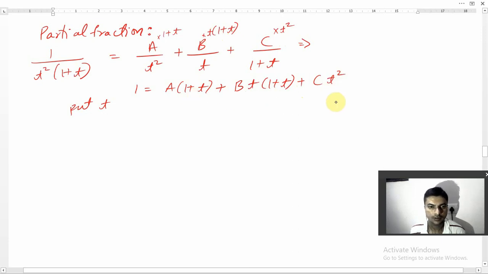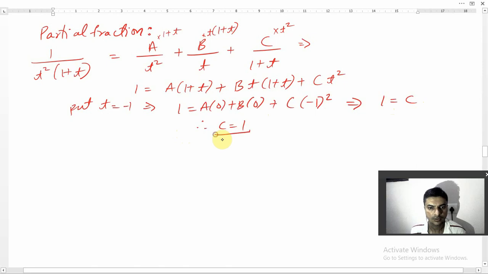So after simplifying this, you're going to put the values one by one. Very easily one can identify that if I put t as minus 1, you get terms cancelled. So therefore this is 1 is equal to 0 plus b 0 plus c times minus 1 square. That implies what is the c value? So 1 is equal to c, or therefore we take this as c is equal to 1. So 1 value I have calculated, I am going to substitute in this.